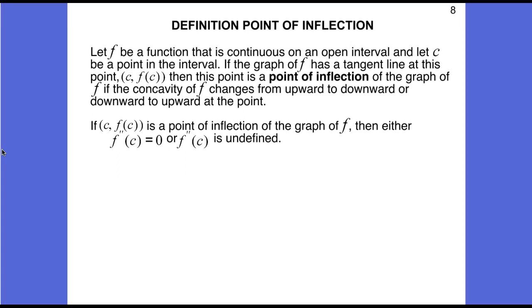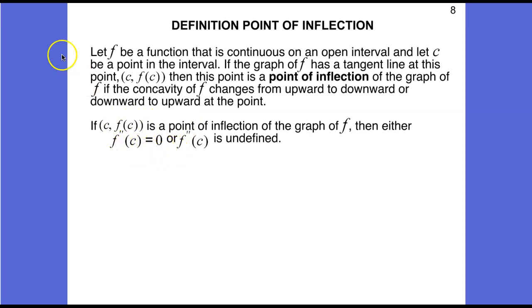Now, a couple of characteristics. If c, f of c is a point of inflection of the graph of f, then either f double prime of c is equal to 0 or f double prime of c is undefined. Now, I want to point out the way this if-then statement is written. It says if this is a point of inflection, then f double prime is going to be 0 or undefined. But just because f double prime is 0 or undefined, that doesn't necessarily mean that c, f of c is a point of inflection.